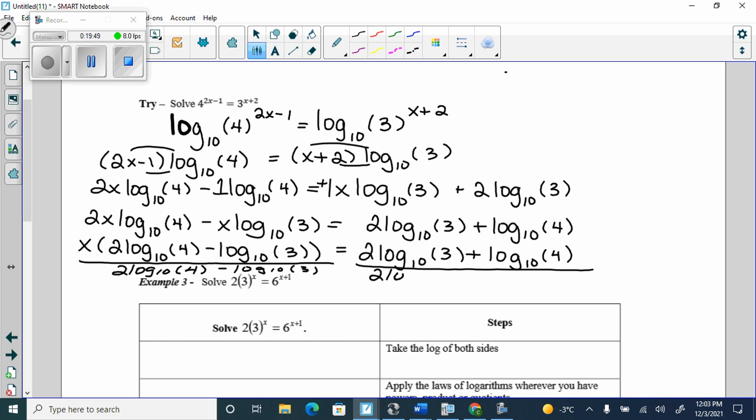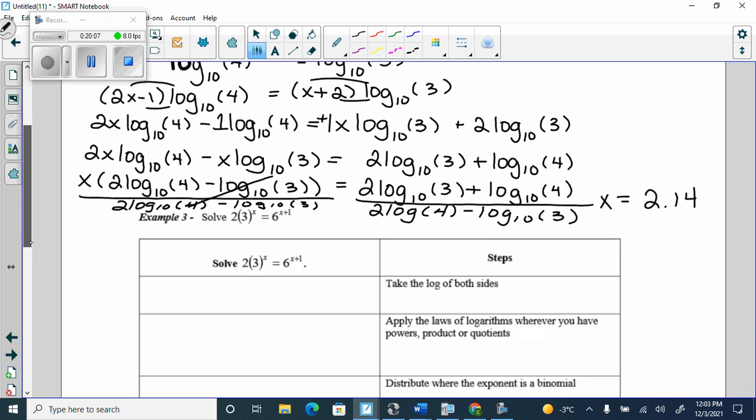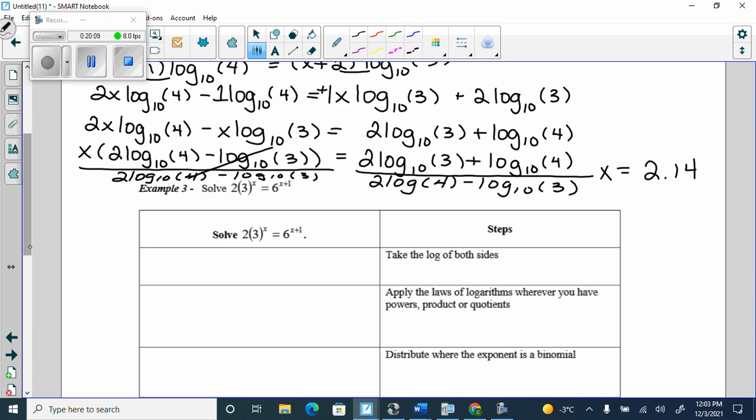I got 2.14. Yep. Okay, 2.14. I didn't write the other one down, when you brought the plus 1 log 4 over.